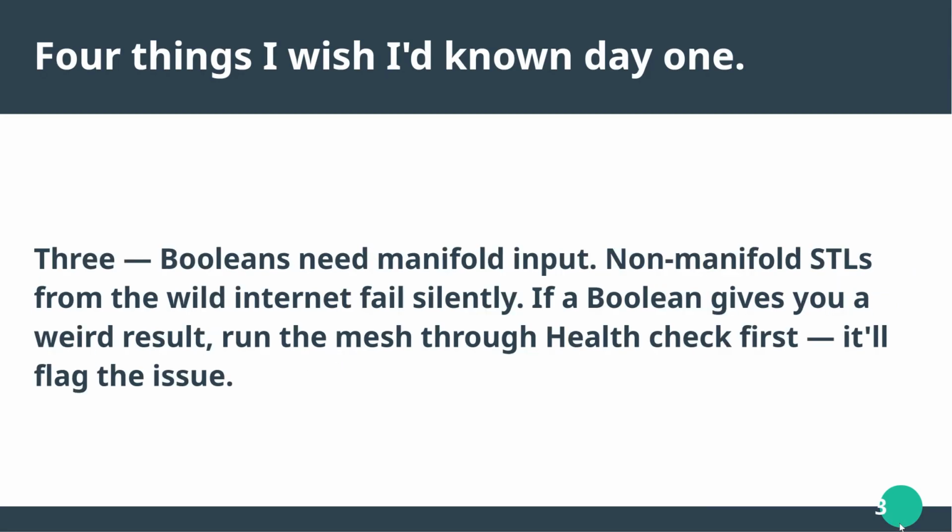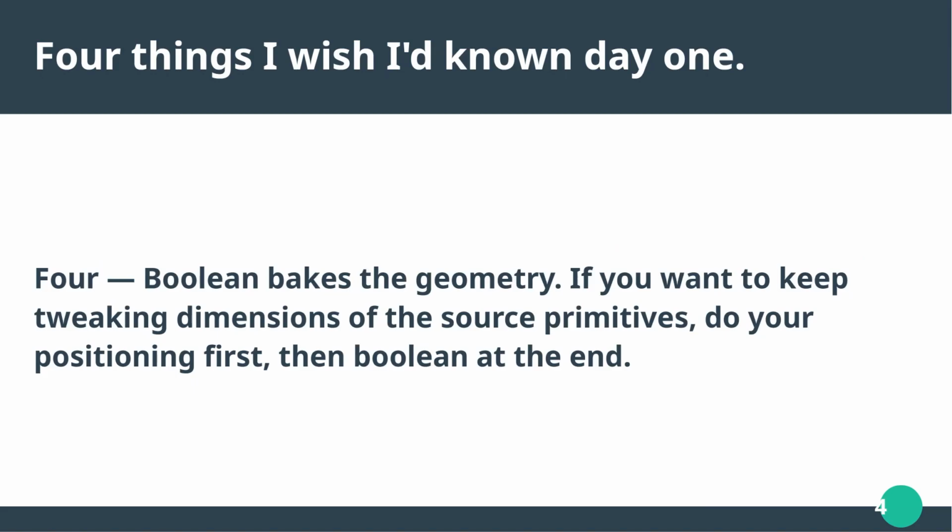3. Booleans need manifold input. Non-manifold STLs from the wild internet fail silently. If a Boolean gives you a weird result, run the mesh through health check first. It'll flag the issue. 4. Boolean bakes the geometry. If you want to keep tweaking dimensions of the source primitives, do your positioning first, then Boolean at the end.